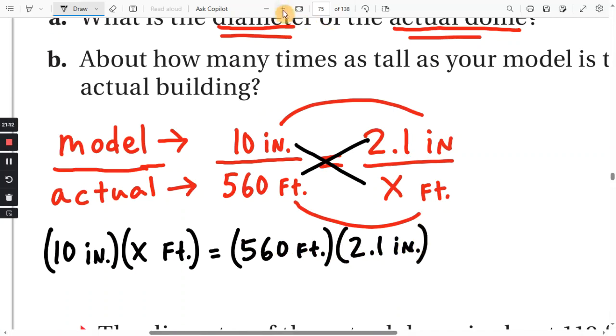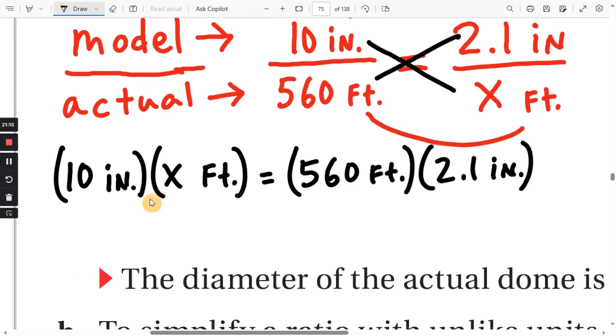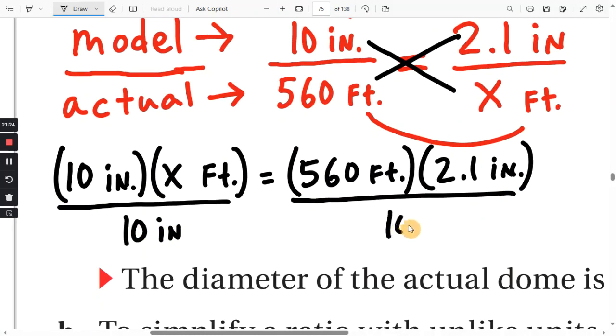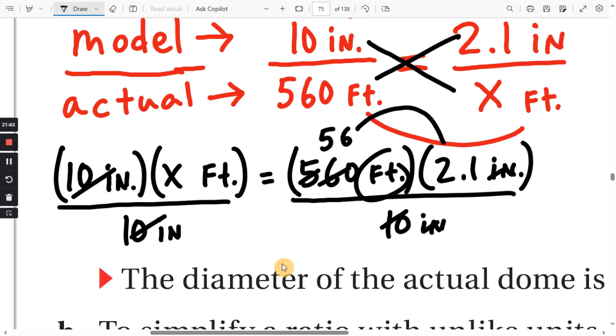All right, and now it's simple. Solving for x, we have x times 10 inches. The opposite is going to be divided by 10 inches on both sides. 10 inch over 10 inch cancels. Inches over inches cancels, and 560 divided by 10 is 56. Okay, and all we have left is to multiply 56 times 2.1, and the units should be in feet.